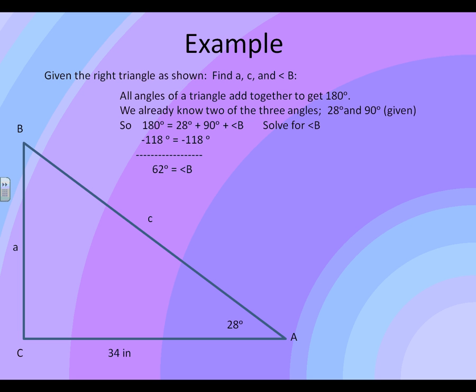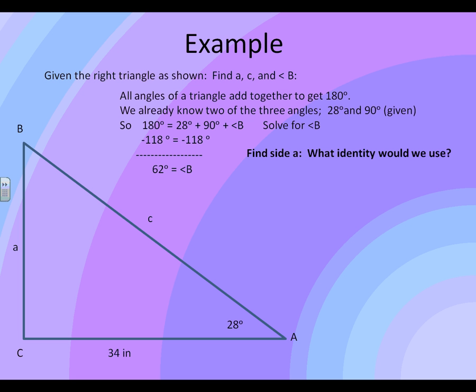We now have all three angles of the triangle, and we have solved one of the unknowns that we were looking for, namely angle B. Well, let's say we want to find side A. What identity would we use?